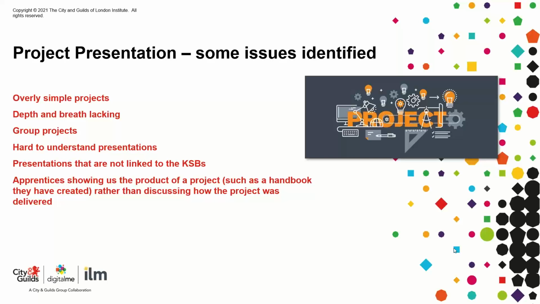Some apprentices deliver presentations that are not linked to the KSBs, or they show us the outcome of a project, such as going through a handbook they've made. Whilst it's fine to have a project on the creation of a handbook, we want to know how the project was conducted rather than listening to extracts from the actual handbook. The best projects will show us the outcome of the project, but it's clearly linked to the KSBs for the standard.